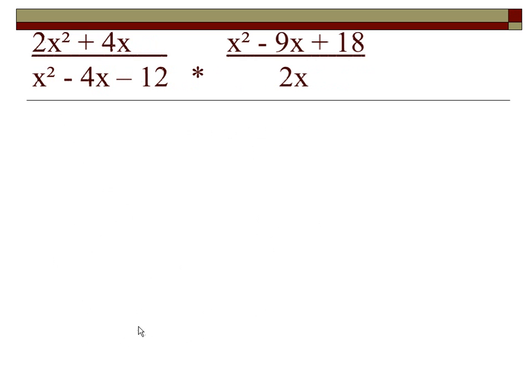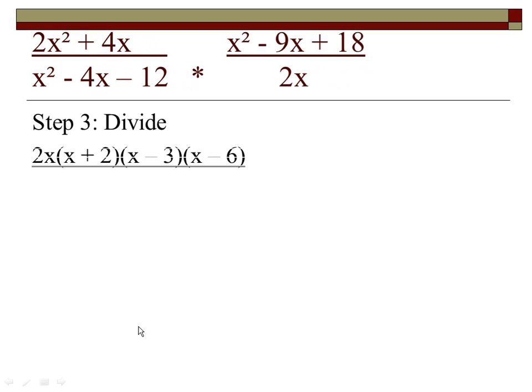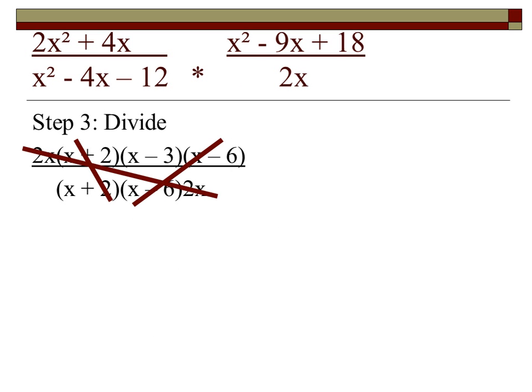And the third step would be to cancel out factors. We're saying divide, but x plus 2 divided by x plus 2 of course is 1, for example. But in our terminology, we say cancel out. The x minus 6's also cancel out, and the 2x over the 2x cancels out. And what does that leave us with? Simply x minus 3. So that is your answer.